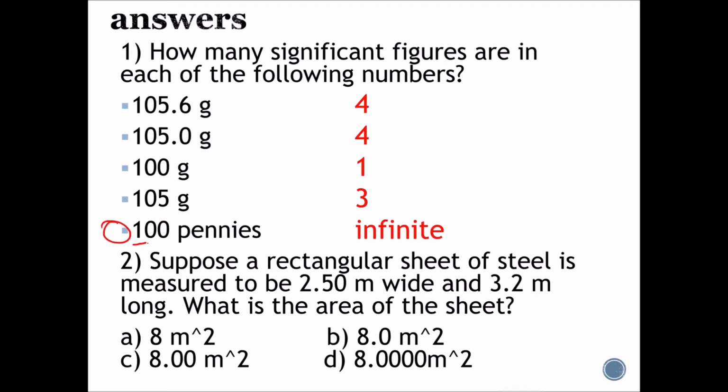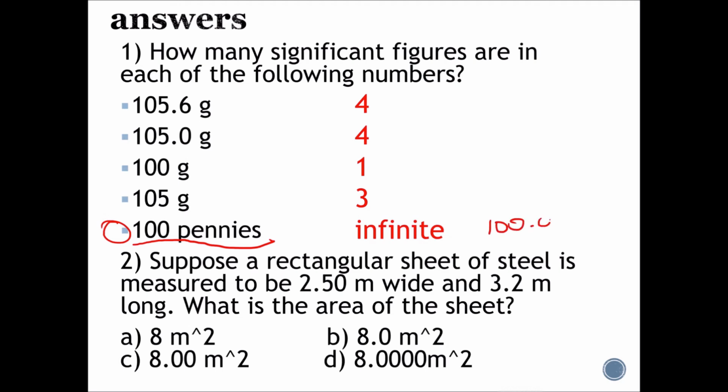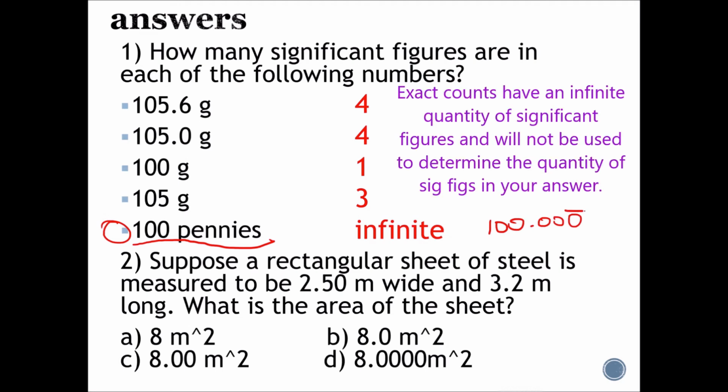Whenever you have an exact count of something that's not going to have a fraction involved, like you can't have half of a penny, for example, you can't have a third of a penny. You're going to have exactly 100 pennies. That type of value is infinite. So it's 100.000 repeating.